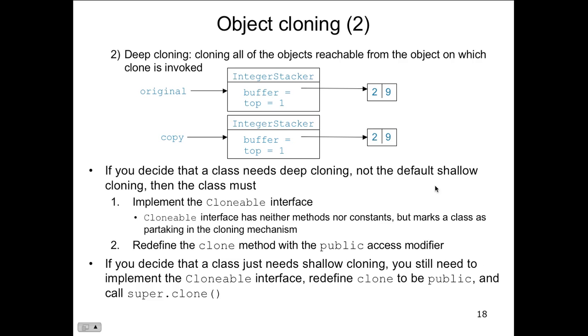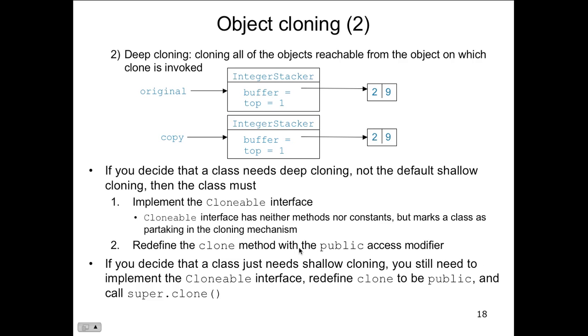If you decide that the class needs deep cloning, not the default shallow copy cloning, which is the default that happens, then the class must implement a Cloneable interface. So instead of having a copy constructor, we have an interface for that. And we interface with Cloneable if we were to implement this, which you don't have to do. The Cloneable interface has no methods, no constants, but it's a marker. So it marks a class as partaking in a cloning mechanism. It uses a marker to say, you're a cloned object. Oh, okay, so you're like that one over there. So then it gives them a new identity as a clone instead of as an original.